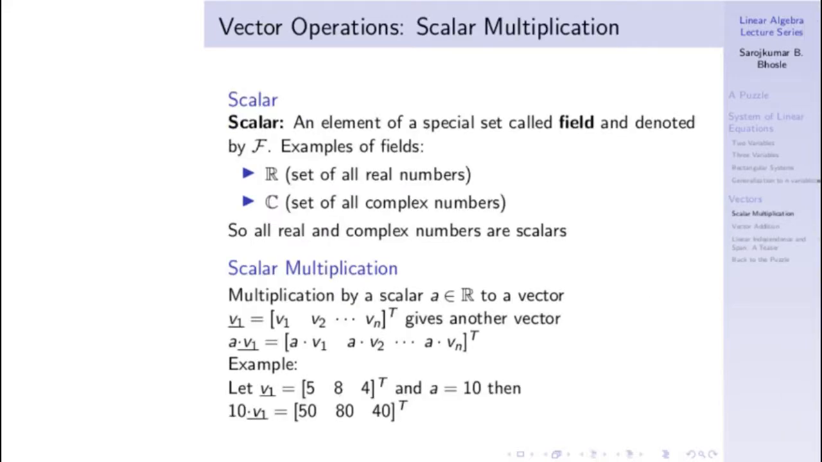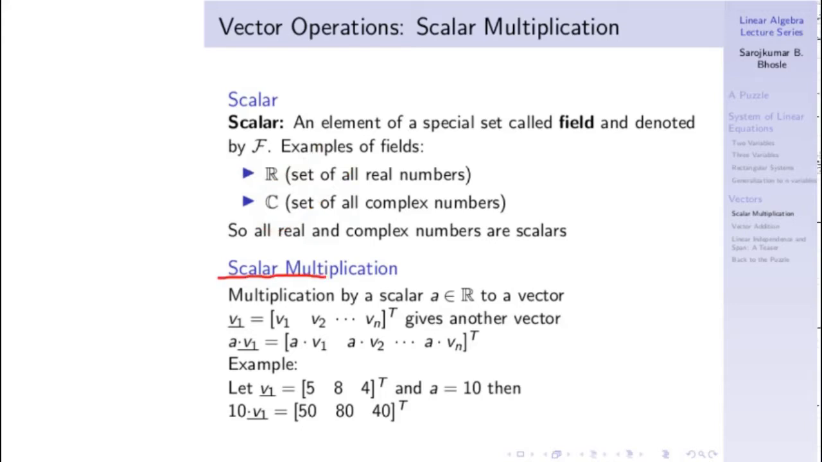Now coming to some operations on vectors. The very first operation that we are interested in is scalar multiplication. Remember, we are going to see only 2 operations on vectors in this particular module. Mathematically, a scalar is defined as an element of a special set called a field, denoted by F. Now don't be scared of this mathematical definition. In short, a scalar is nothing but a real number or complex number. That's all you need to understand at this point.